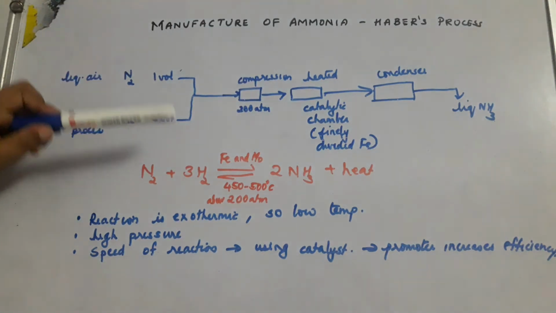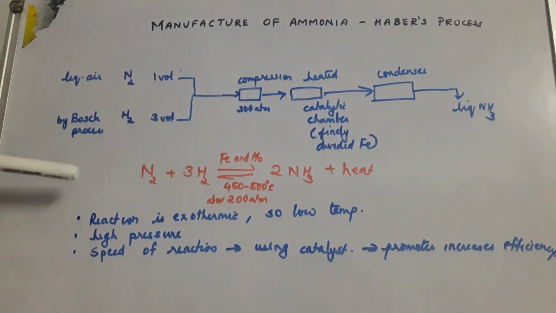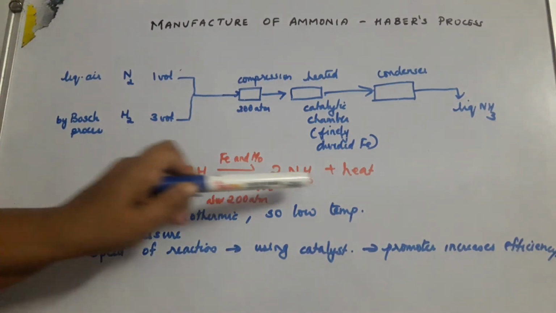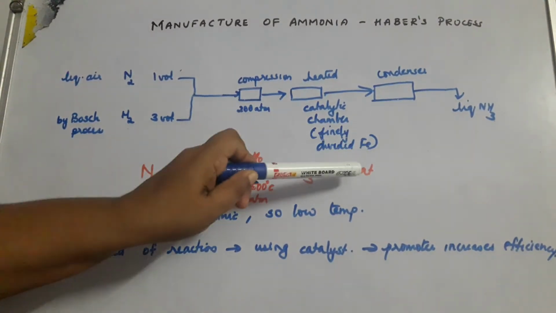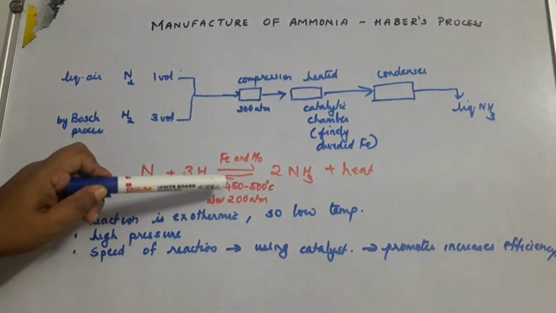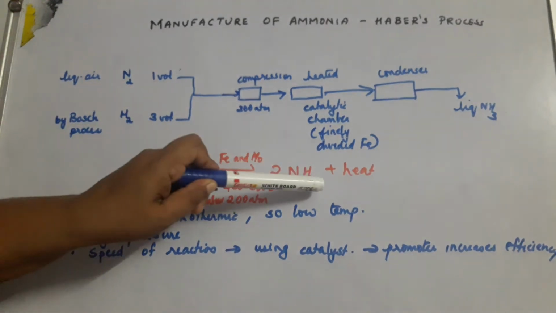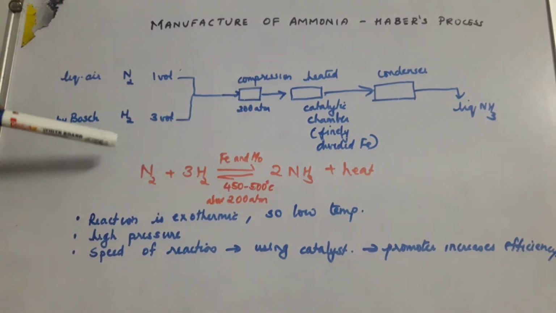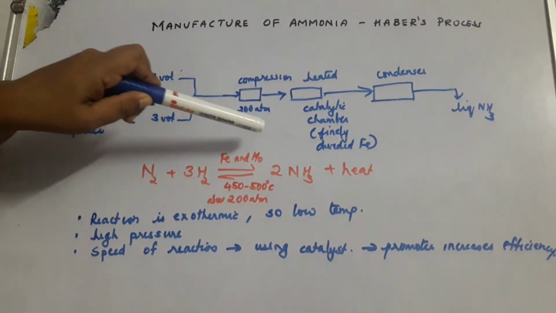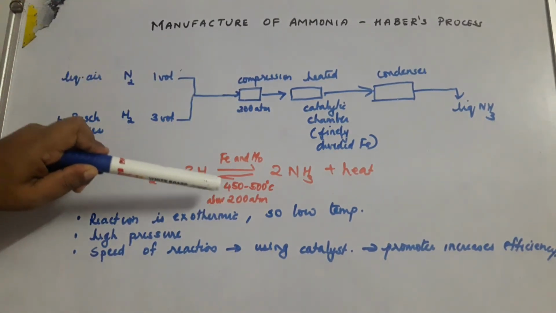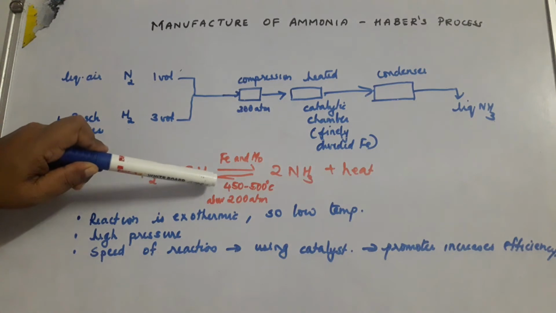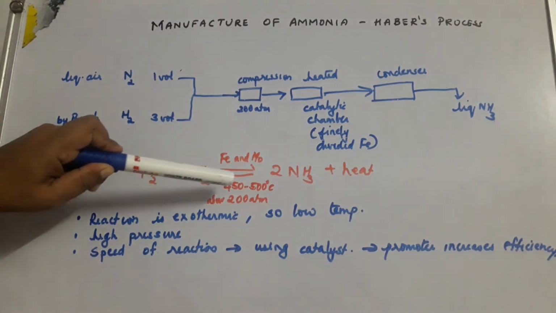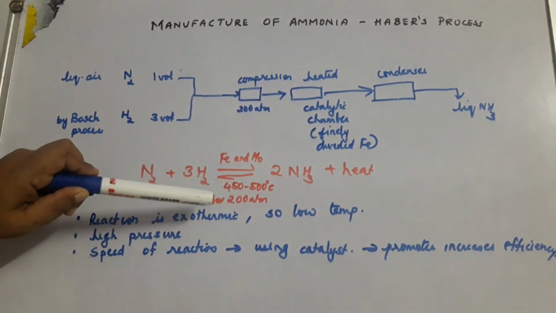Here what we have to remember is the reaction is favored by low temperature. Why? Because it is an exothermic reaction, heat is evolved. So if you supply high temperature, it will affect the reaction. The reaction will go in the backward direction. So in order to move the reaction in the forward direction, we have to give a low temperature. But we can't keep it too low, because the reaction should be in an optimum temperature range. So that is taken as 450 to 500 degrees Celsius.